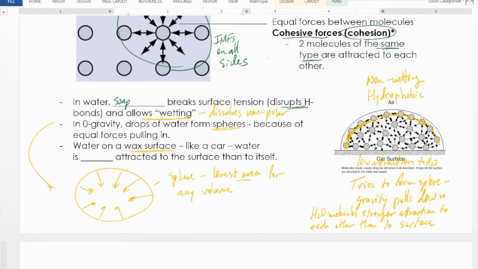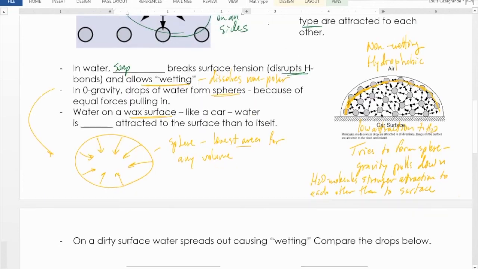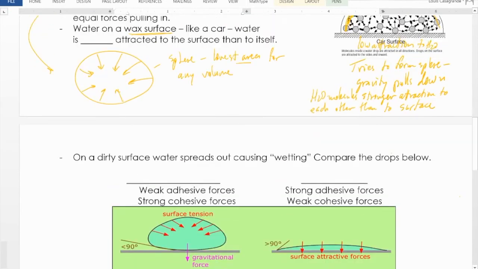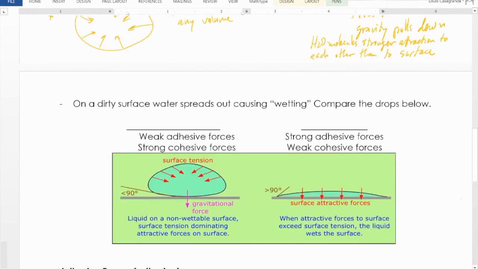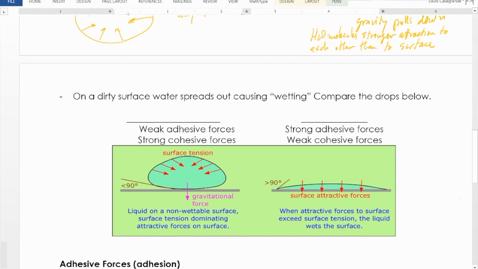Water is still attracted. And this is kind of like what happens between oil and water, which we will have talked about in the lab in class already. So what happens on a clean surface or a wax surface is we get that hydrophobic bubble. On a dirty surface, and it's on the right, so this would be like a dirty surface, we get strong adhesive forces.